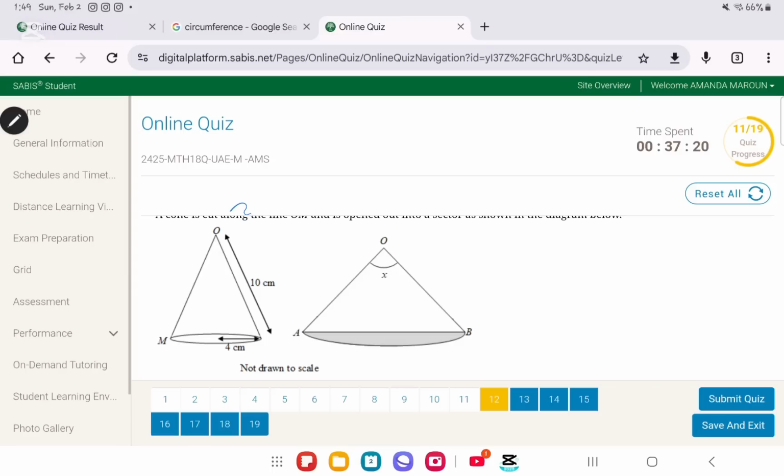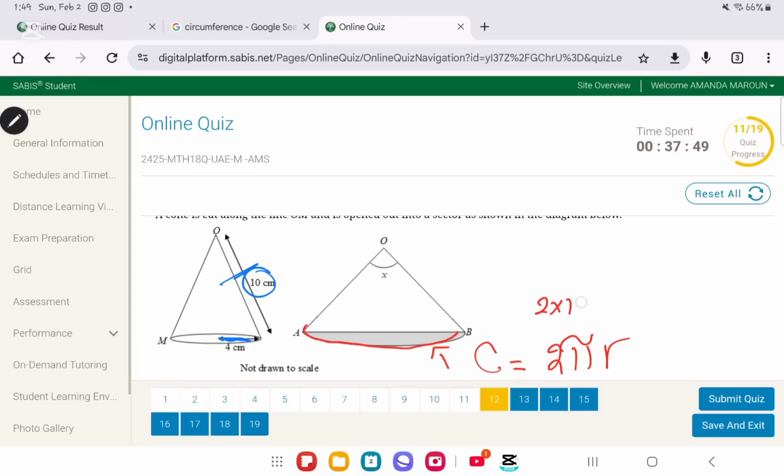We know that when it was a cone, before it was cut open, it had a side length of 10 centimeters and a radius of 4 centimeters. Now, what you need to know is that to find this value over here, this arc, we're going to apply the circumference rule. So very simply, to find the circumference, it is equal to 2 pi r.